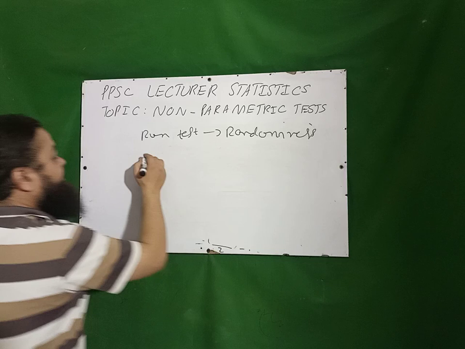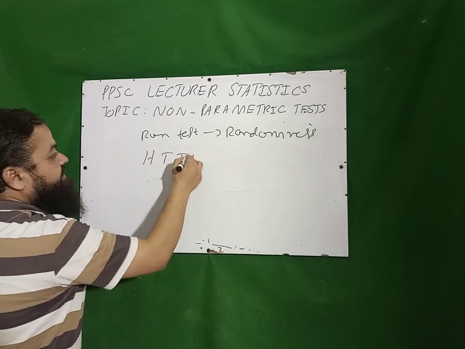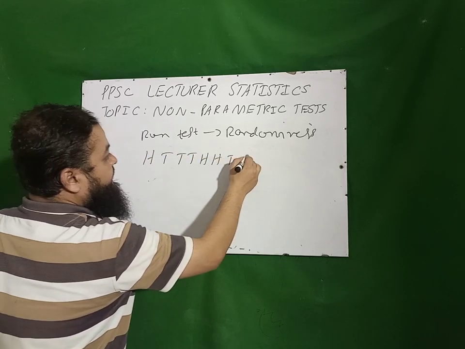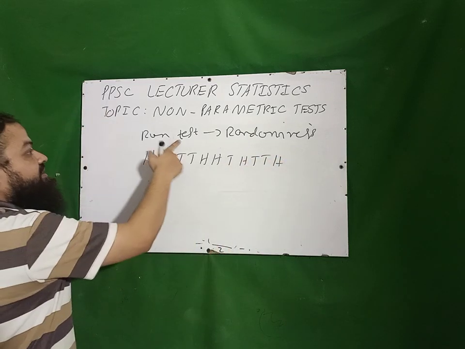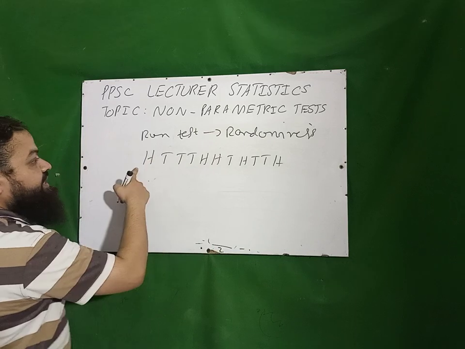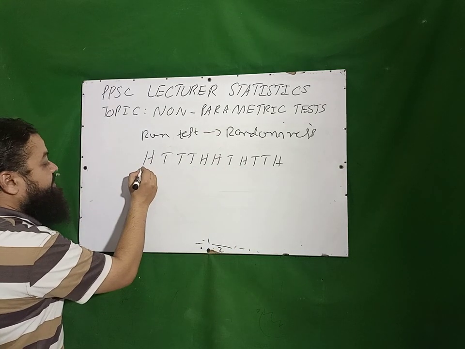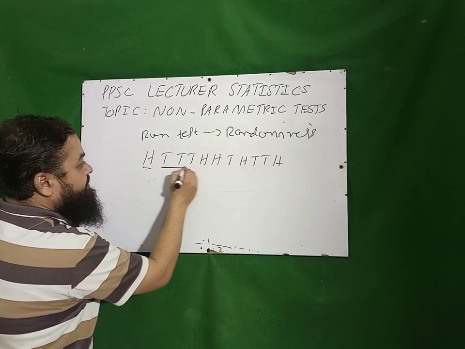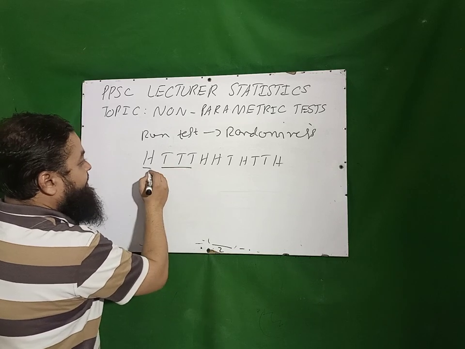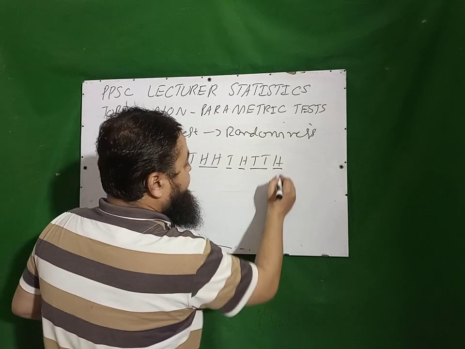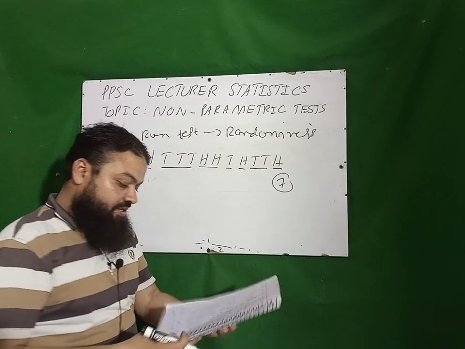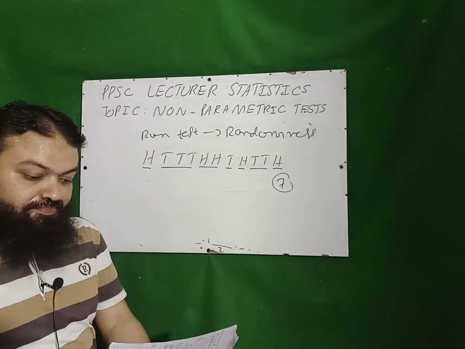For example, I have a sequence H T T T H H T H T T H. The question can be asked, run test is used for what? For randomness, and it is given. Now how will you check it? H, then there is a pattern change, tail is over there. One run, second run, third run, fourth run, fifth, sixth and 7. The 7 will be the answer. There are 7 runs in that one.